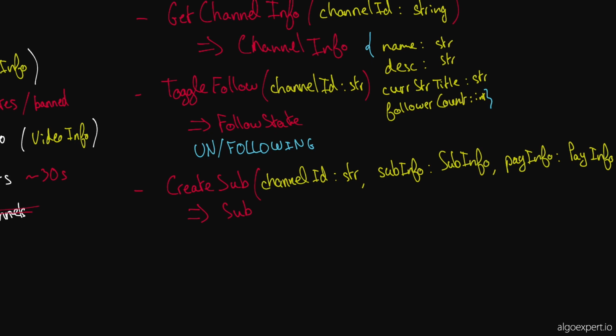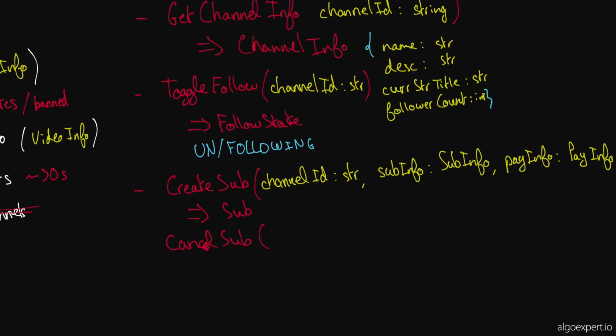And time remaining would probably be just determinable based on the duration of the sub, or maybe when it was started, all sorts of details like that. But the second endpoint we need for the subscription is going to be the counterpart to this, which is going to be cancel sub. Cancel, forgot the E, cancel sub.